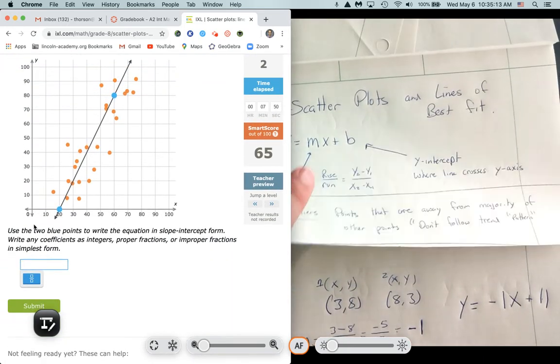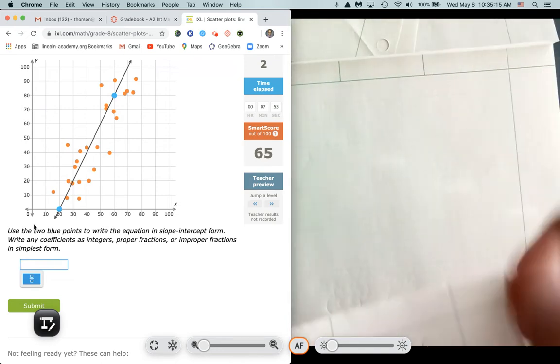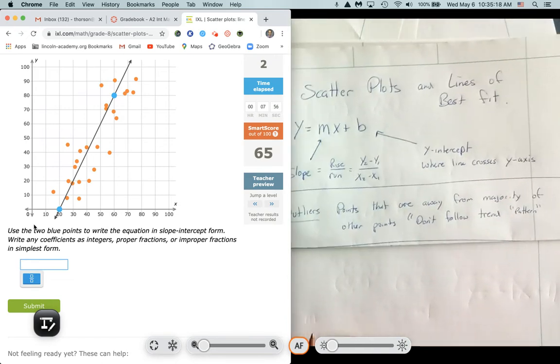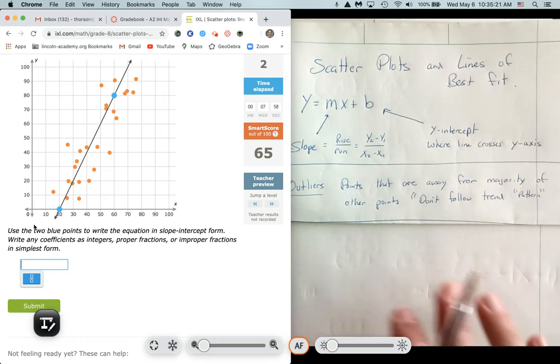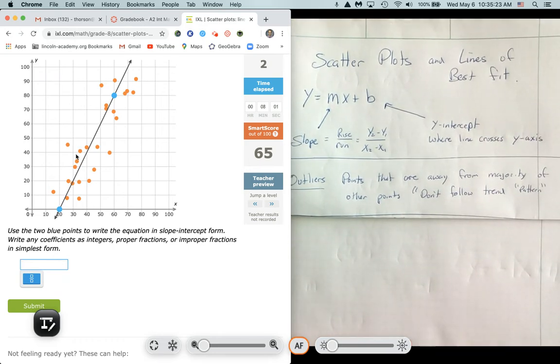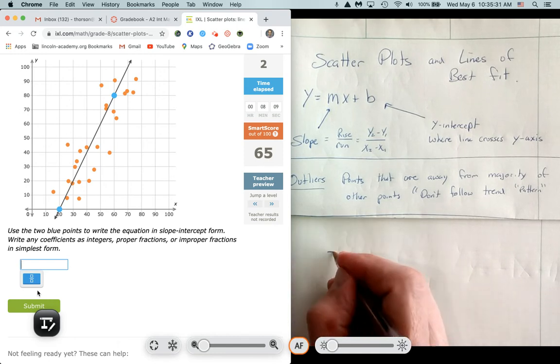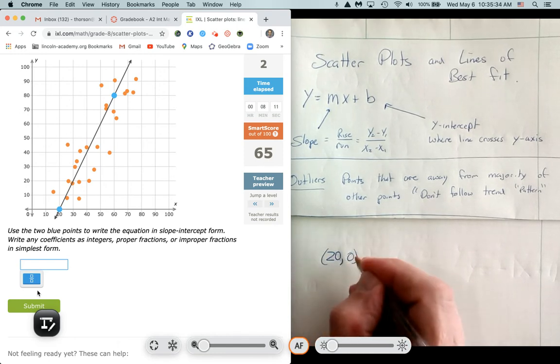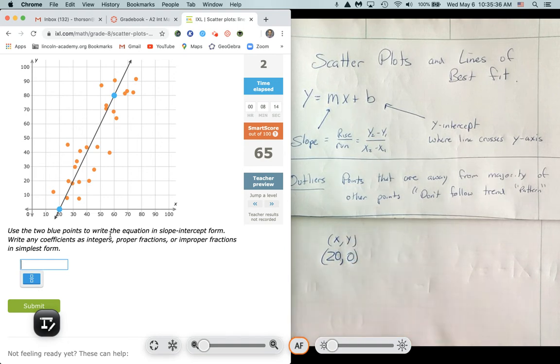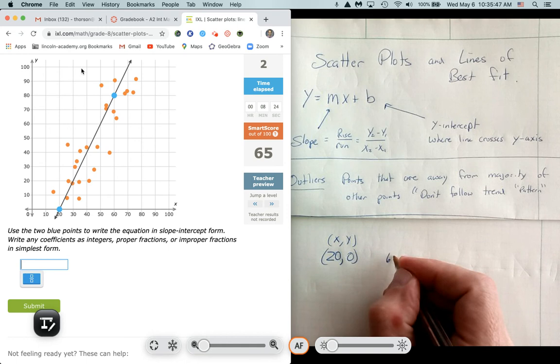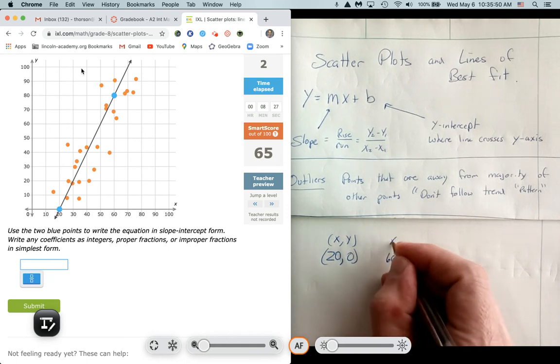So again, here, the 2 points that it gives me in order to write this line of best fit for this scatter plot is this point here, which has an x value of 20 and a y value of 0. X first, y second. This second point up here gives me an x value of 60 and a y value of 80. So an x value of 60 and a y value of 80, x and y.